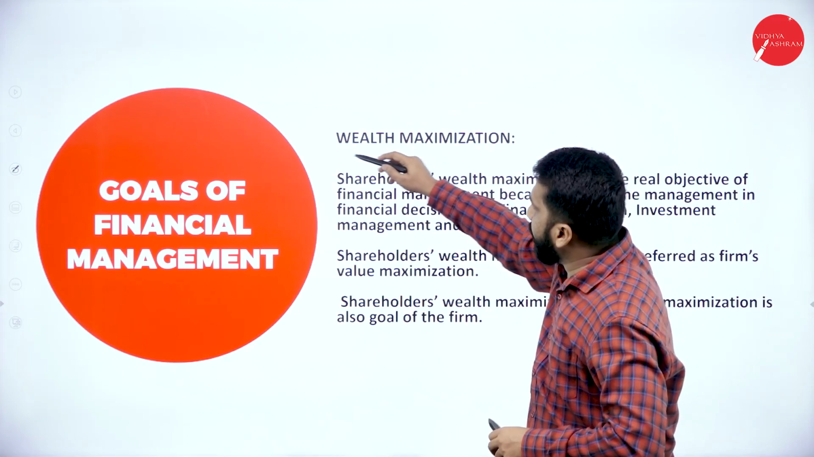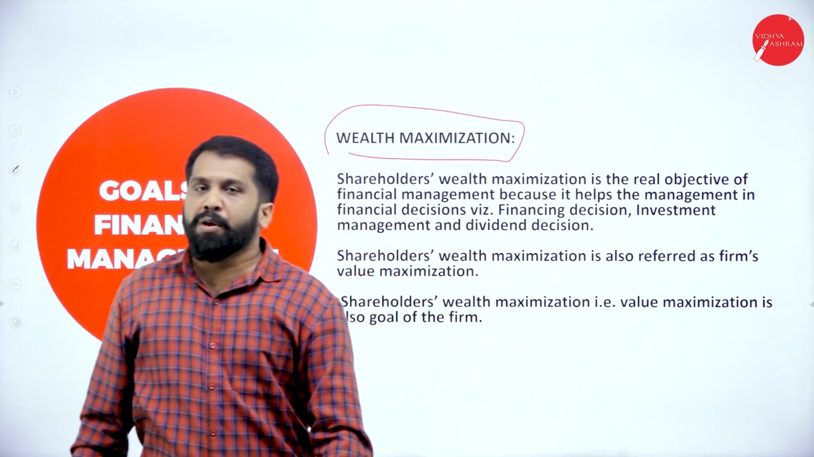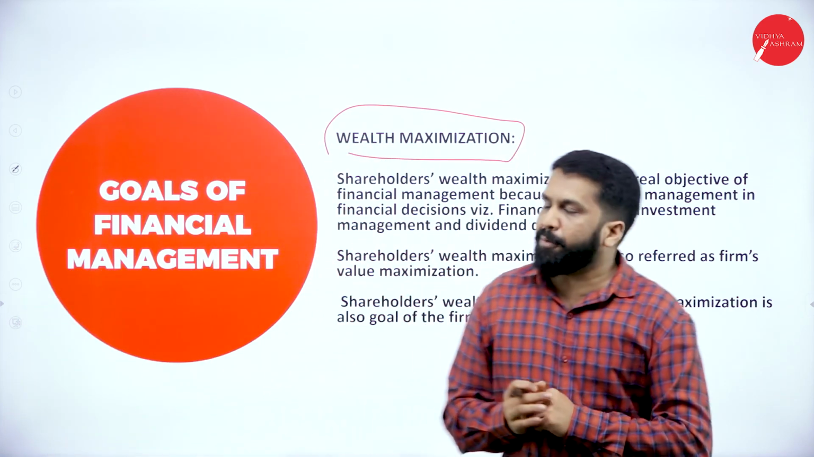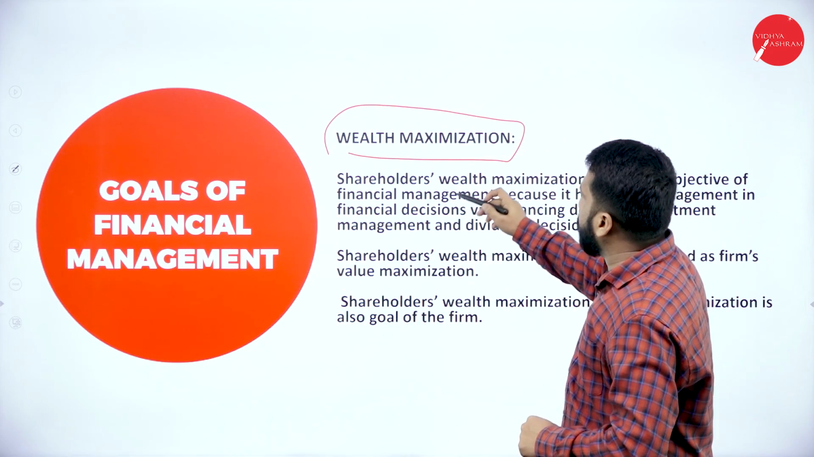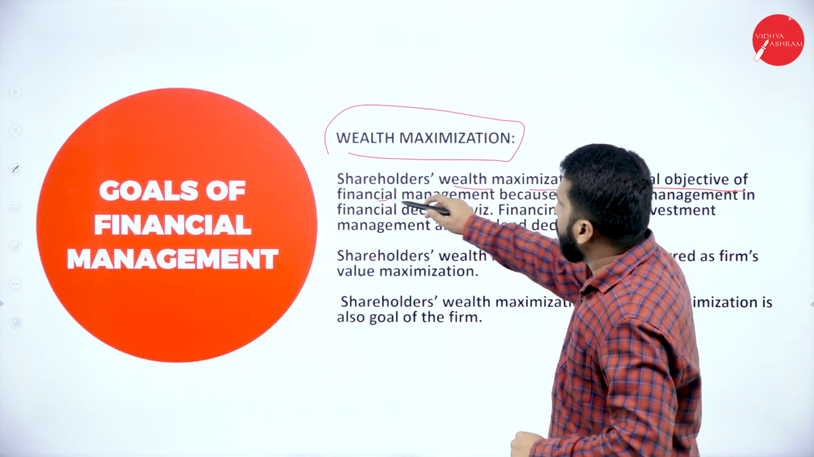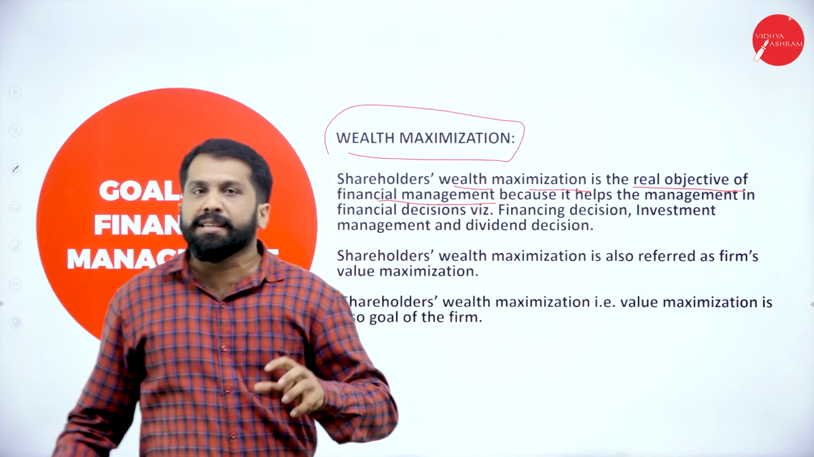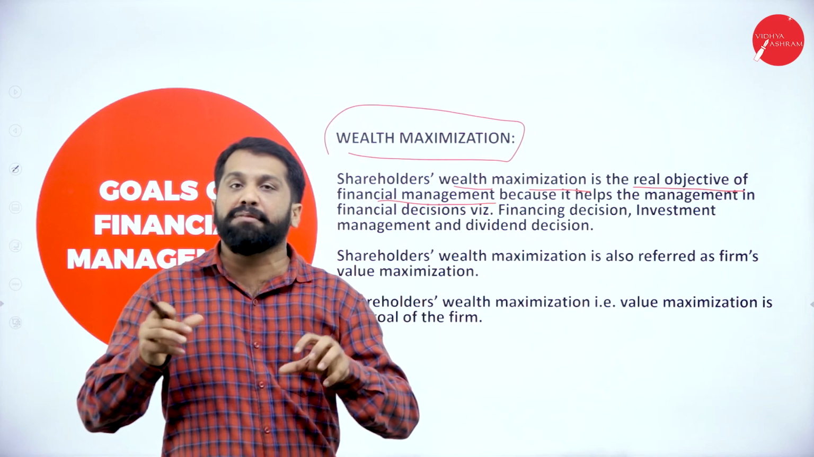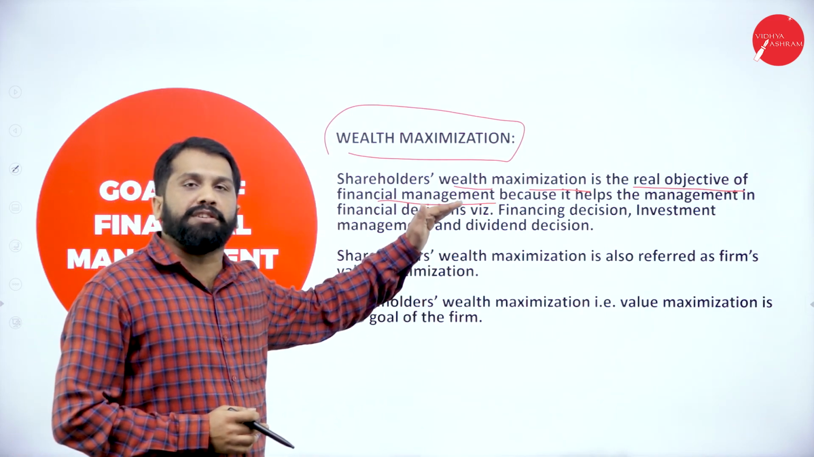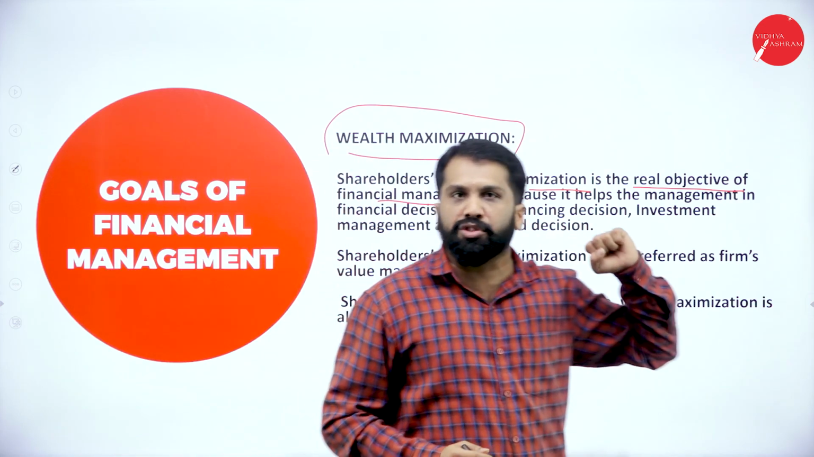The second part, as I told you, is wealth maximization. Now, what do you mean by wealth maximization? Shareholders' wealth maximization is the real objective of financial management. For your business, hundreds of people have invested as shareholders. If you increase their investment, it is called wealth maximization.